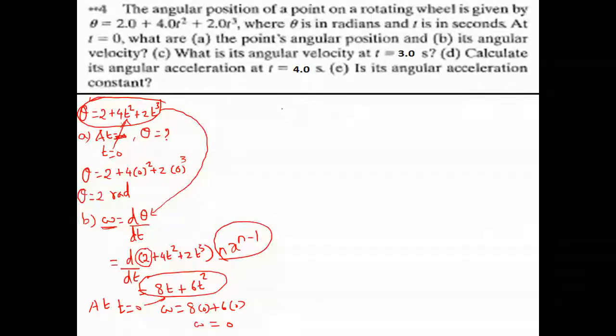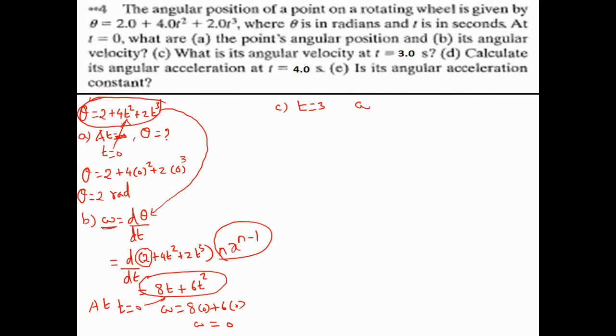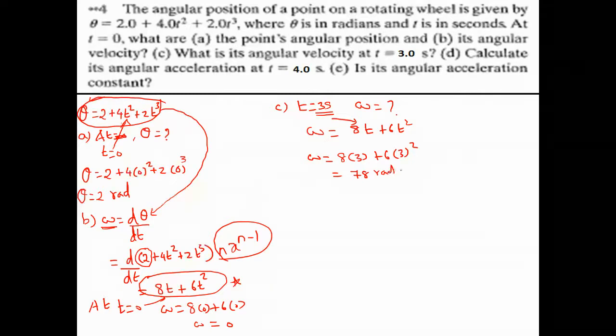What is your third question? At time t is equal to 3 seconds, what is your angular velocity? Brother, this is our angular velocity, therefore I can directly write my angular velocity 8t plus 6t square. Now I have to do only one thing. I have to take this 3 and substitute here. So if you substitute, what you will get? Omega, which is equal to 8 multiplied by 3 plus 6 multiplied by 3 square, which is equal to 78 radian per second. Understand?